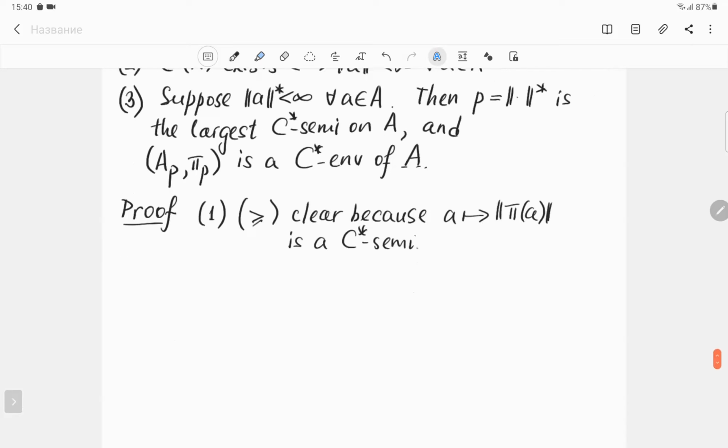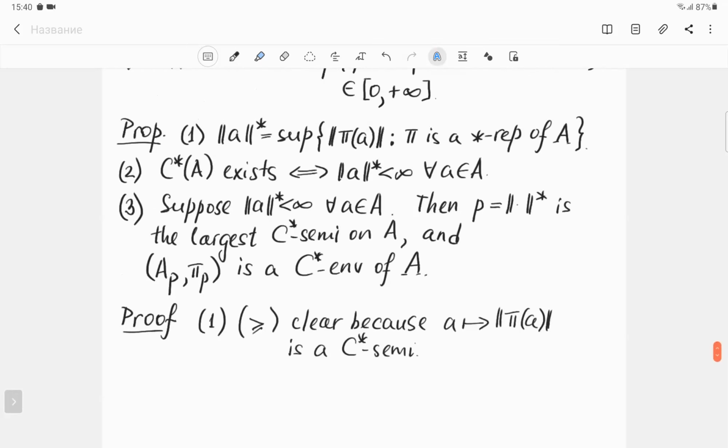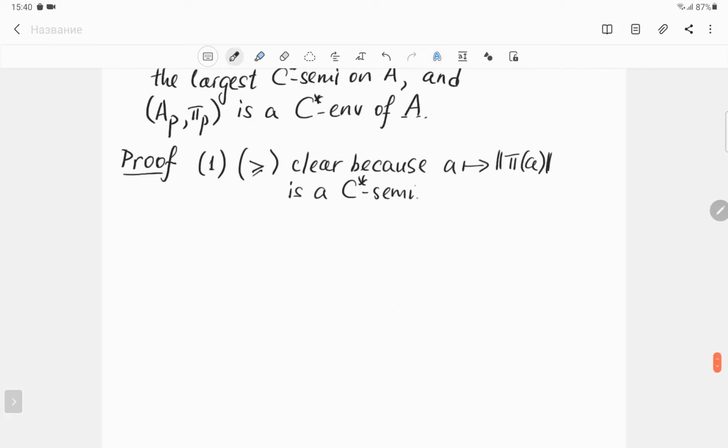And to prove the opposite inequality, we must show that each C-star seminorm is less than or equal to this supremum. So we take a C-star seminorm. Suppose that P is a C-star seminorm on A. We take the respective C-star algebra AP and find a faithful star representation, tau of AP.